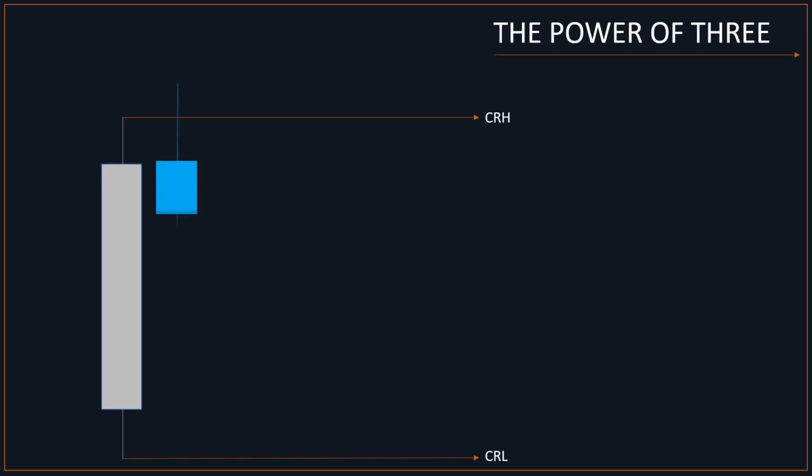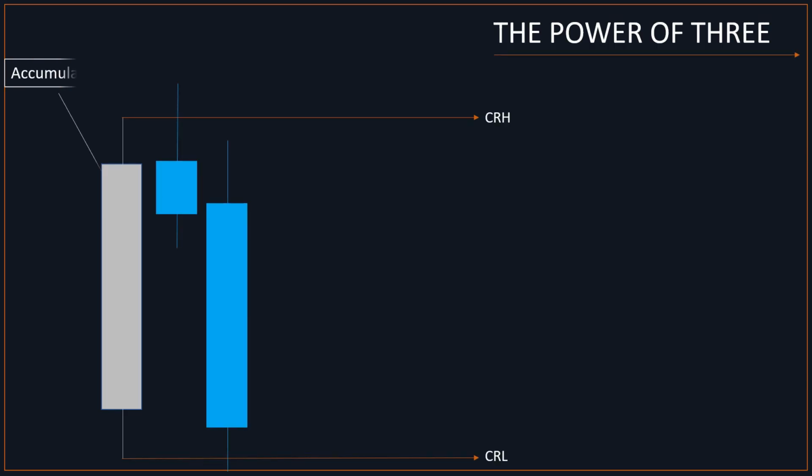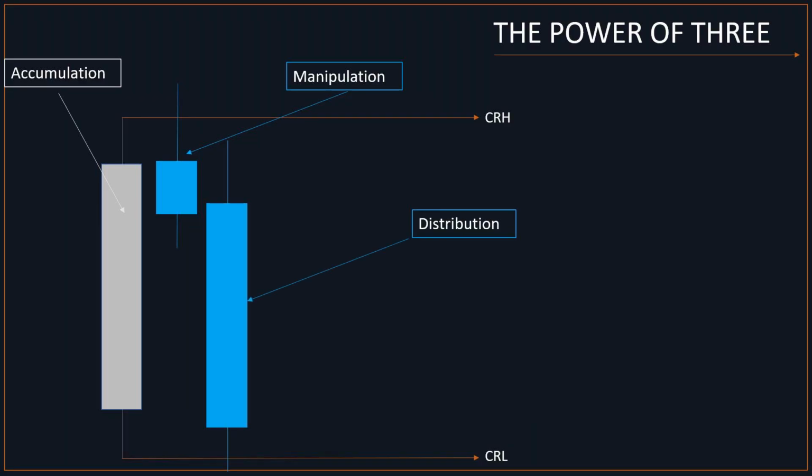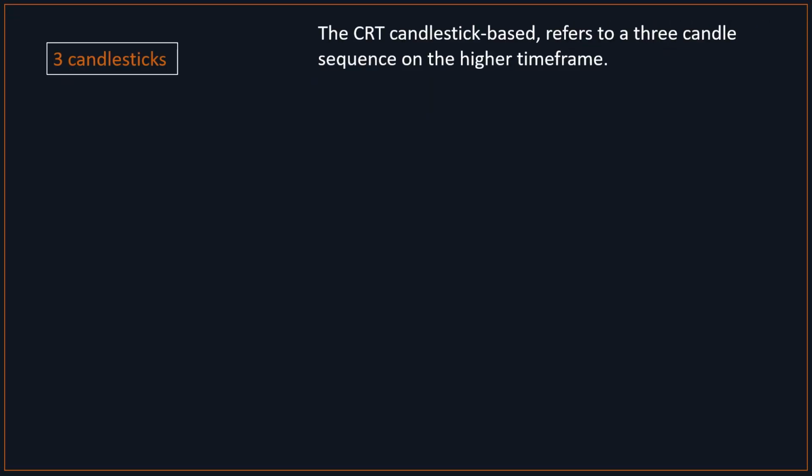Now, let's look at three candlesticks together, which illustrate the power of three. The first candle shows accumulation, where price builds up. The second candle, manipulation, tricks traders by breaking the high and then quickly moving back into the range, catching many off guard. The third candle, distribution, shows price moving down. This is the candle we want to trade, it's where the real move happens.